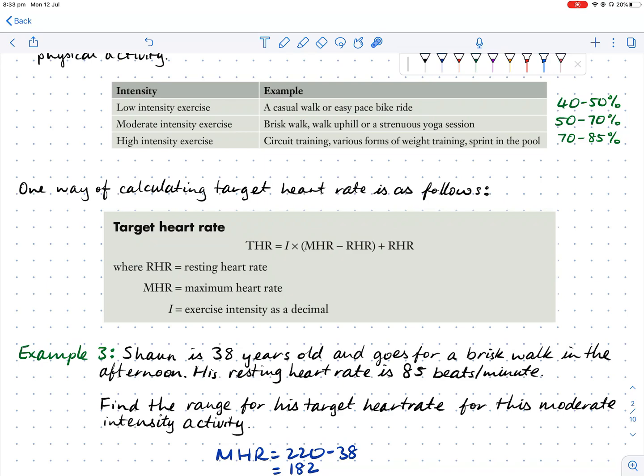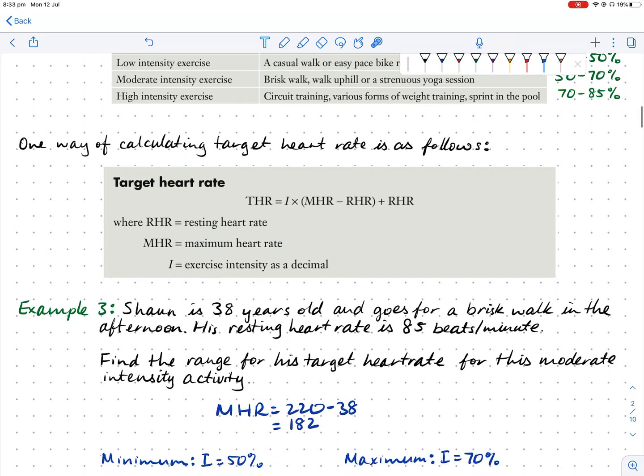And a formula that's been given in your textbook to work out the target heart rate is: the target heart rate is the intensity times the maximum heart rate minus the resting heart rate, then adding the resting heart rate. So resting heart rate is just when you're not doing exercise, just normally, what is your heart rate then? So this is a formula that we can use, and we're just going to take the information that we've got and apply it to this situation.